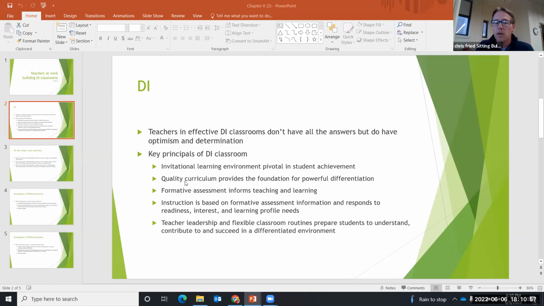Another thing that's important: quality curriculum provides the foundation for powerful differentiation. Quality curriculum can and does look like a lot of different things, right? If we think of curriculum, that's the material that we are teaching our students. Curriculum can look like a box of curriculum, right? There's maybe a textbook, workbook pages, software, all kinds of stuff. That can be a curriculum.